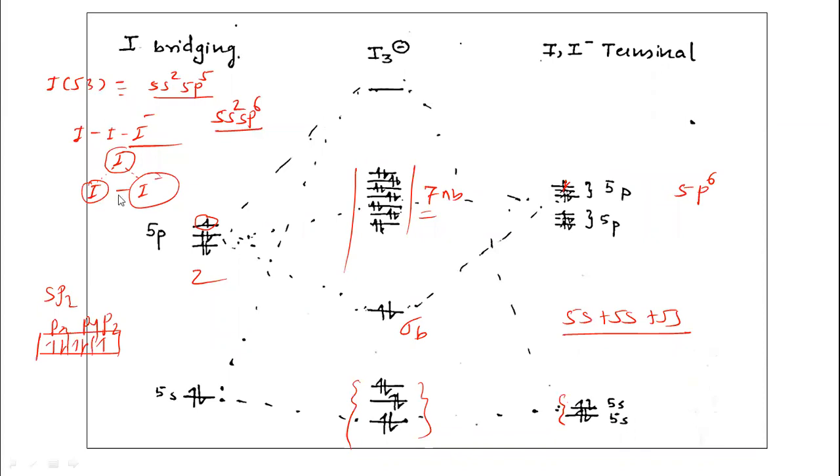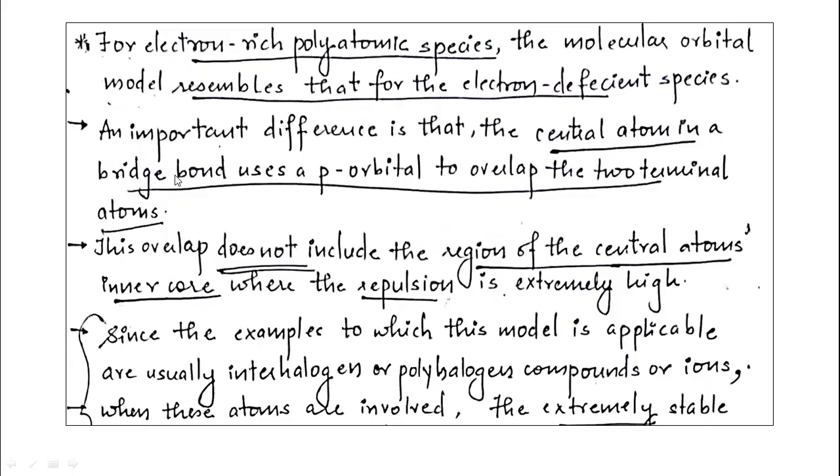0.5 bond order. Actually this is the bond order here, but it is 0 here, it is also here. So 0.5 bond order is there. So the triiodide ion is an electron rich polyatomic species because one electron is extra there. So it is an electron rich molecule, and its molecular orbital model resembles that for the electron deficient species.